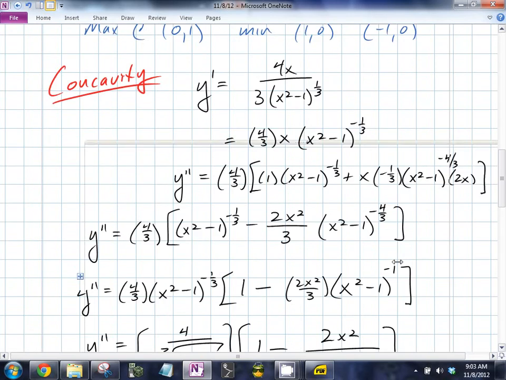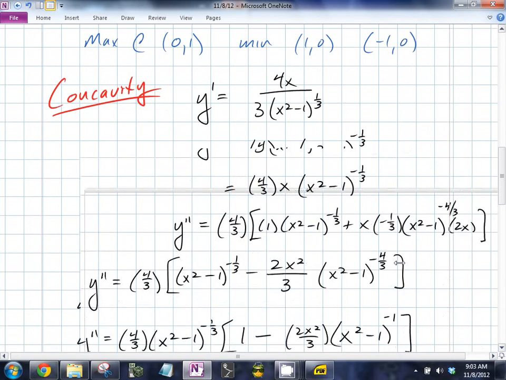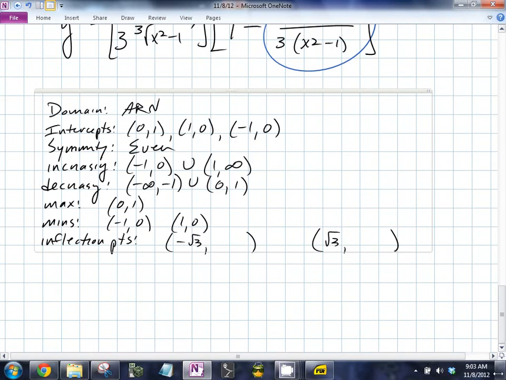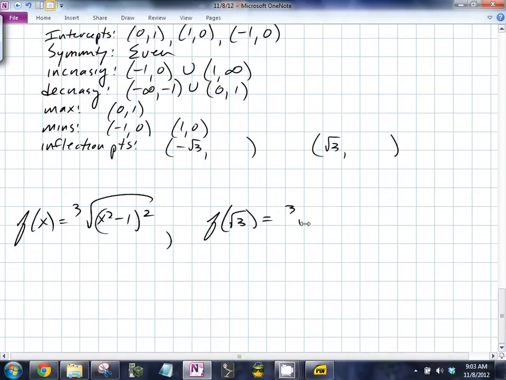You find some critical value, and then you don't plug it into the right one. So what was it? Cube root of x squared minus 1 squared. It's actually not that bad. So what's f of root 3? It's going to be the same thing for negative root 3, because it's an even function. It's going to be the cube root of 3 minus 1 squared. So it's going to be the cube root of 4.